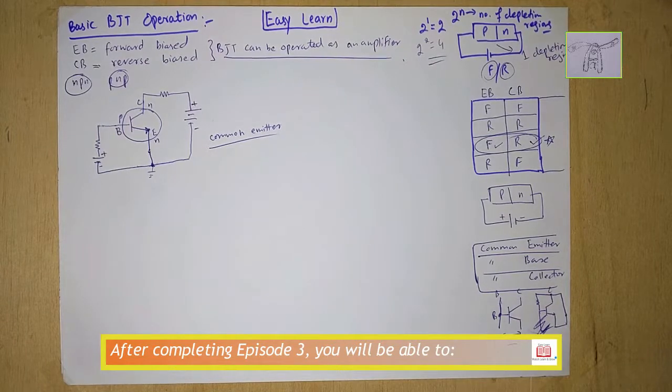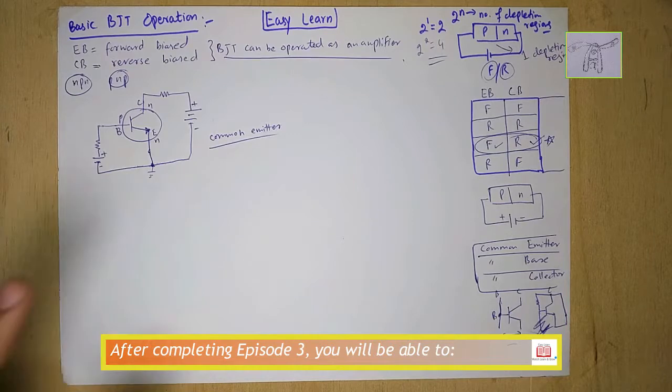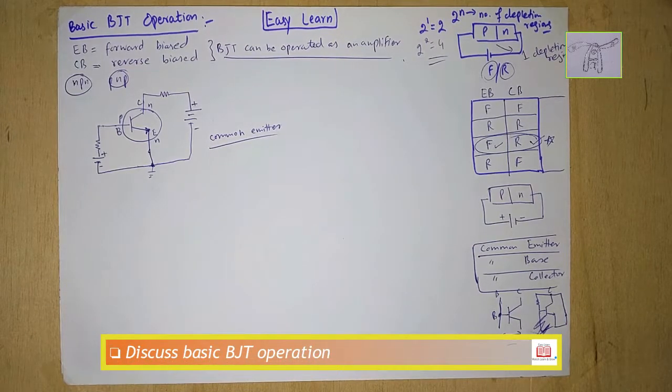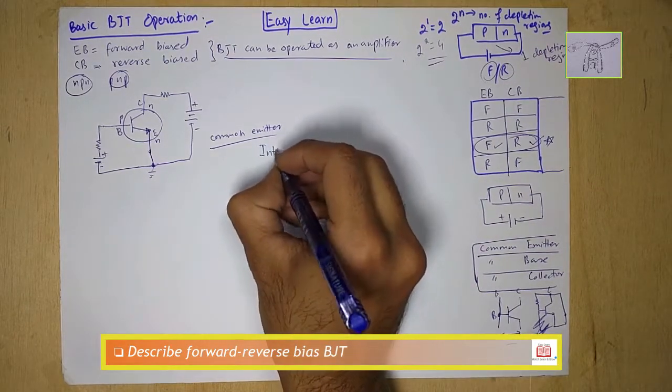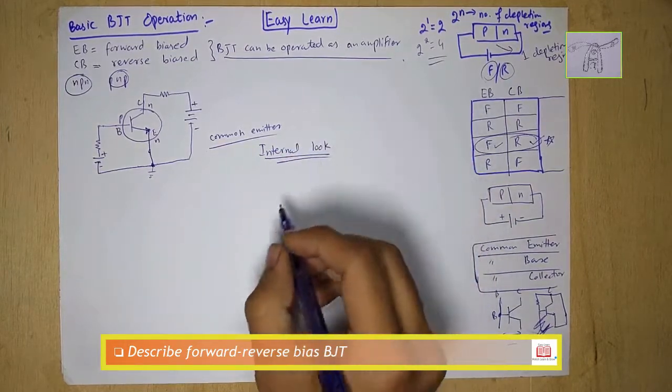If we want to operate, these connections must be properly biased, and you don't need to forget. In order to understand further, we will try to discuss what happens inside, the internal working principle of the bipolar junction transistor. Okay, let's take the internal inside look.